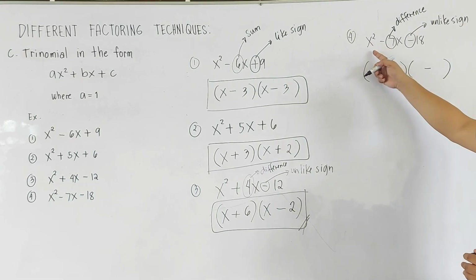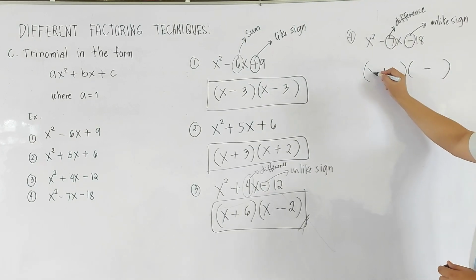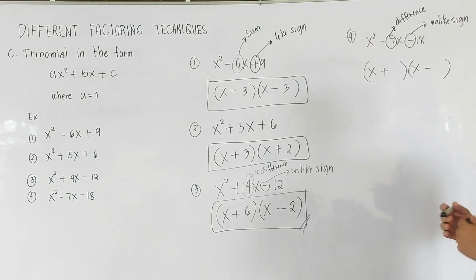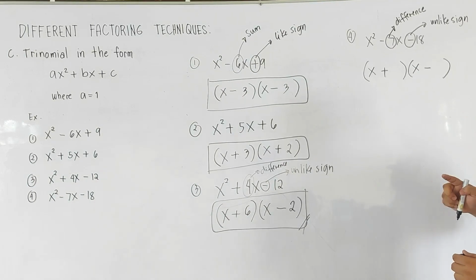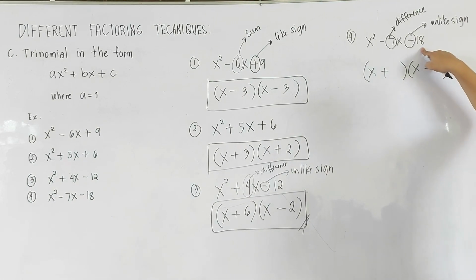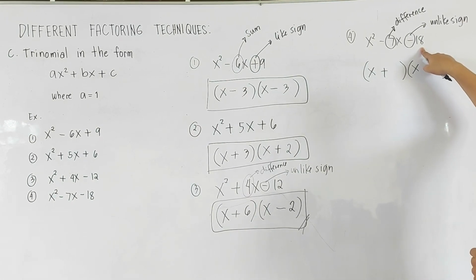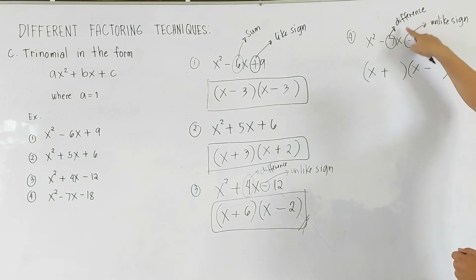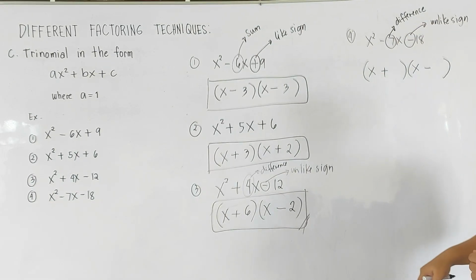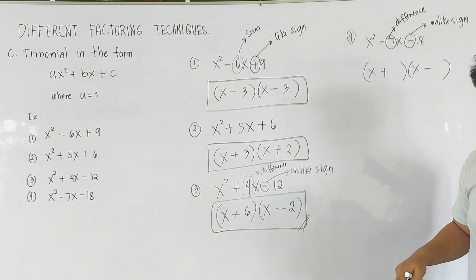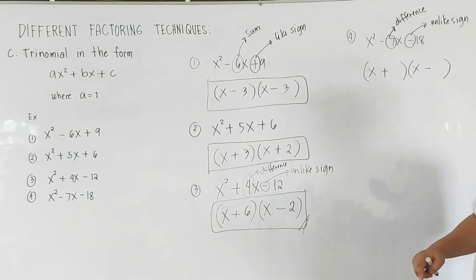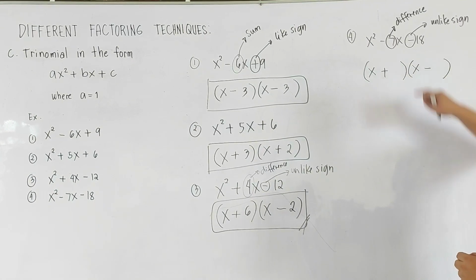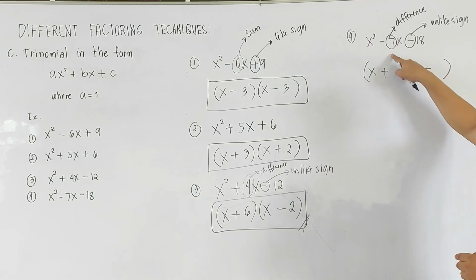And then, i-factors na natin ang x squared. So, x and x. Alright. Now, let's think two numbers na pag pinag-multiply natin ay 18 at pag pinag-minus naman natin ay 7. Yes, that's 9 times 2. 9 times 2 is 18 and 9 minus 2 is 7.